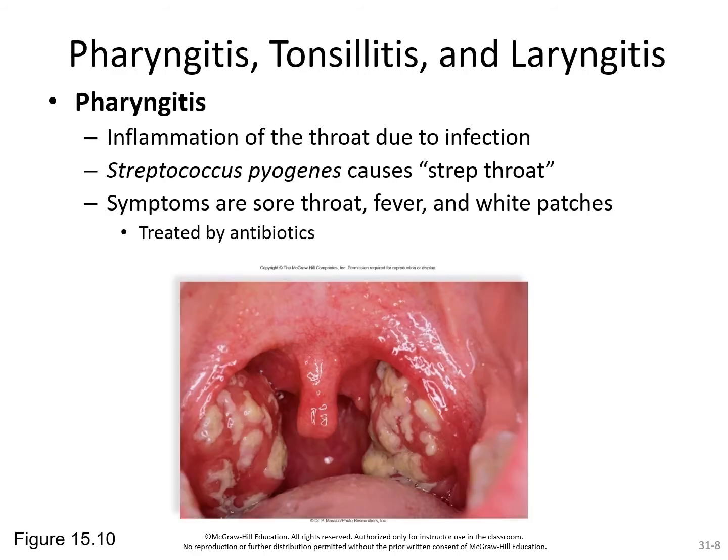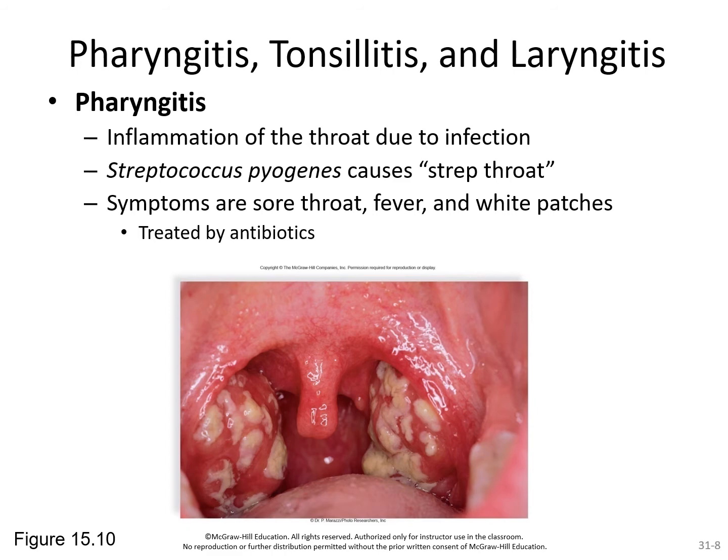Okay, so we're going to go through these, and I'm going to show you some absolutely delightful pictures. The first three that we're going to cover are pharyngitis, tonsillitis, and laryngitis. Pharyngitis is basically an inflammation of the throat that's due to infection. And all that yellow stuff is basically colonies of bacteria.